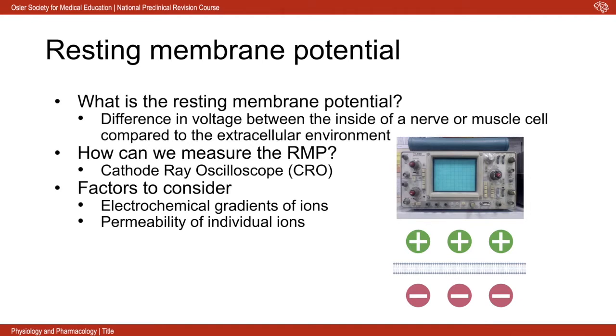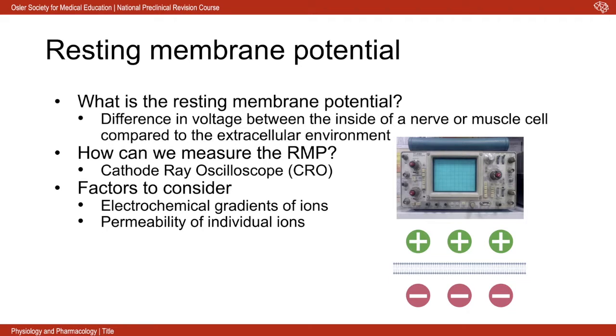How can we measure the resting membrane potential? One way is using a cathode ray oscilloscope. A glass microelectrode is inserted inside the nerve or muscle cell, and the other microelectrode is placed on the cell surface. The charges are localized at the membrane due to the attraction between the positive and negative ions, and the rest of the cell is neutral. The voltage difference across the membrane is due to the uneven distribution of these ions, so that the inside of the cell is more negative, which gives a resting membrane potential of around -65 millivolts, but it obviously varies between different cells.